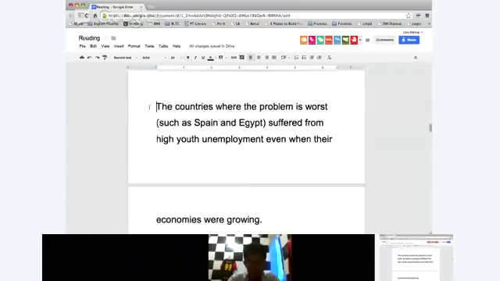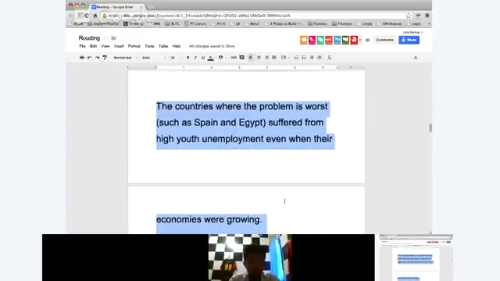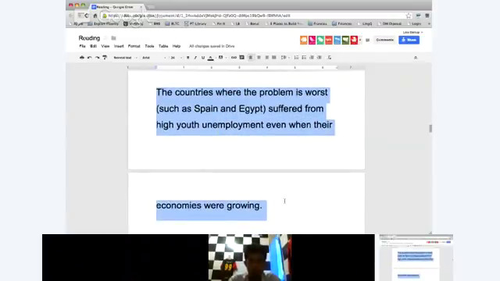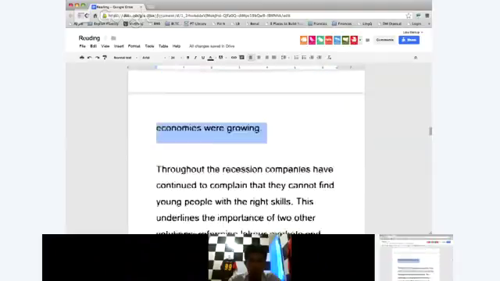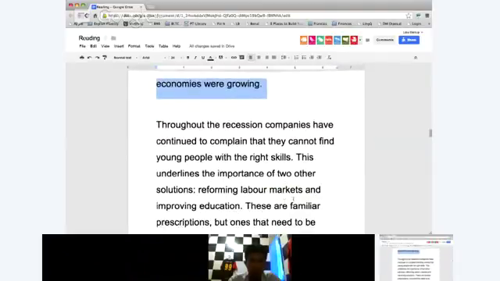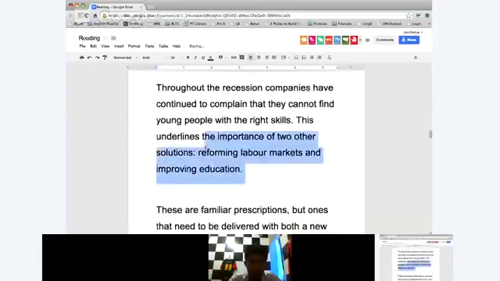The countries where the problem is worst, such as Spain and Egypt, suffered from high youth unemployment even when their economies were growing. Throughout the recession, companies have continued to complain that they cannot find young people with the right skills. This underlines the importance of two other solutions: reforming labor markets and improving education.